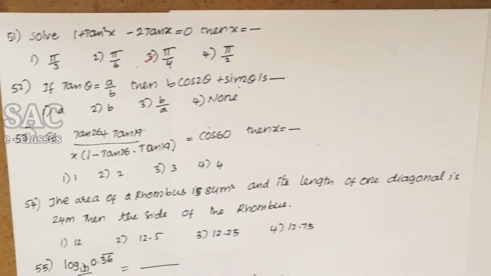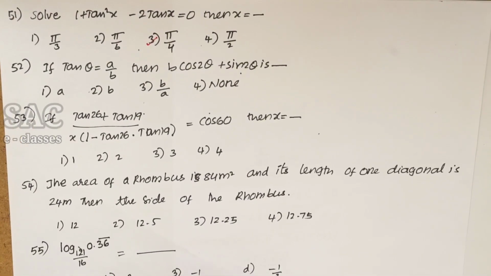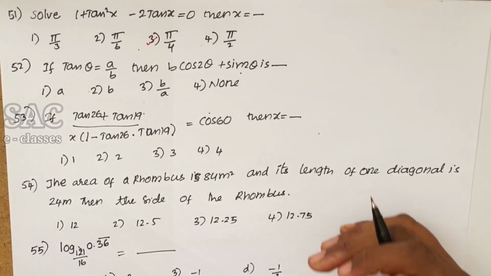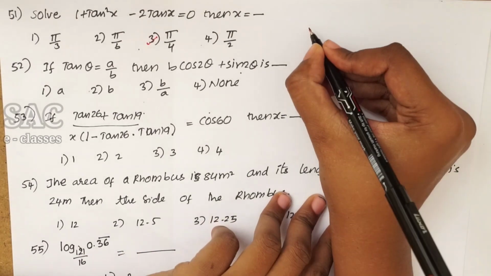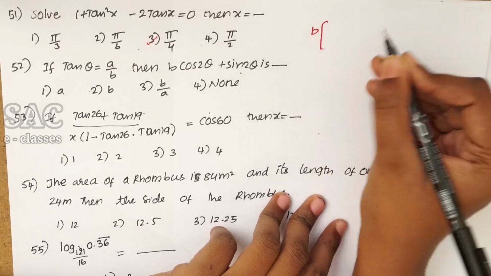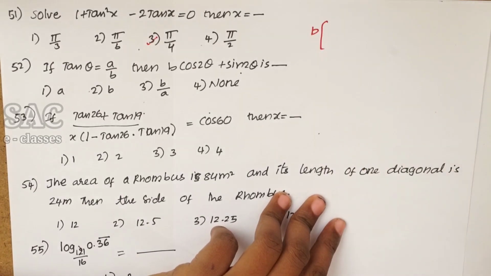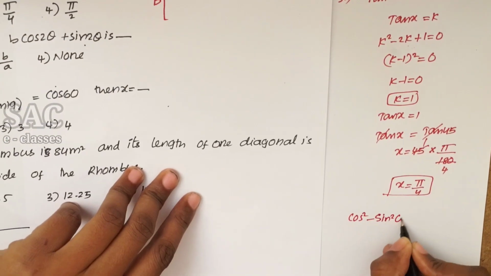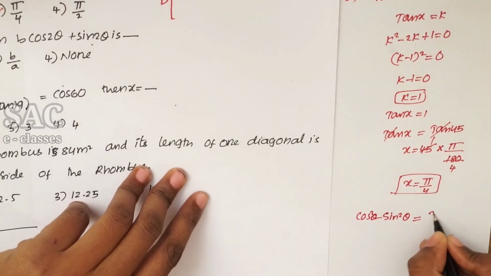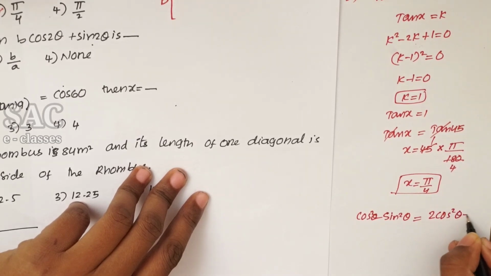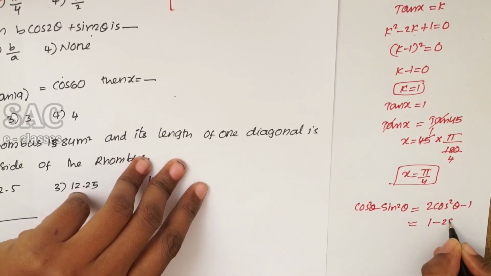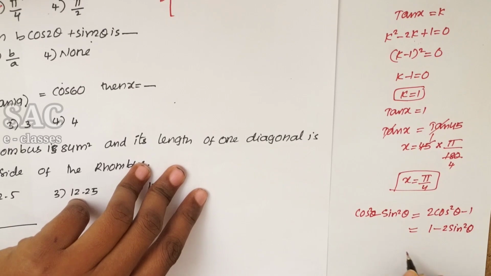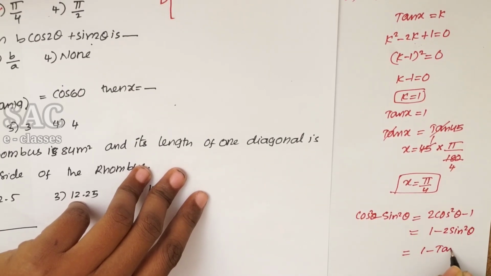Now look at the problem number 52. Tan theta is equal to a by b, then b into cos 2 theta plus sin 2 theta. We all know that cos 2 theta can be written as cos square theta minus sin square theta, or 2 cos square theta minus 1, or 1 minus 2 sin square theta, or else 1 minus tan square theta by 1 plus tan square theta.